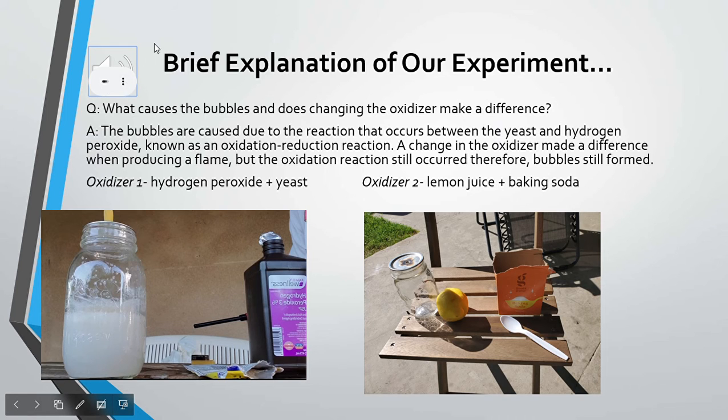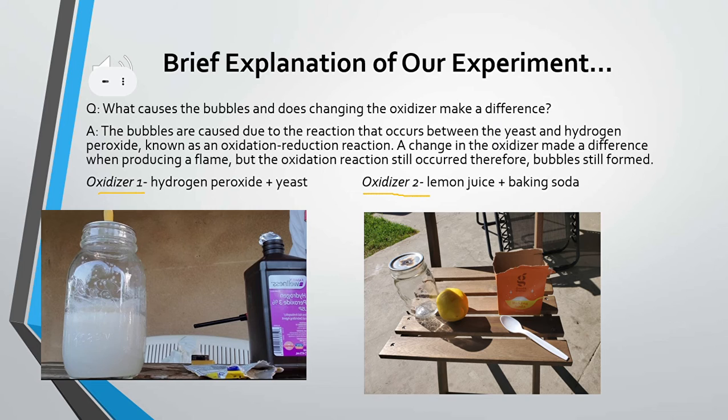A brief explanation of our experiment. So the question is, what causes bubbles, and does changing the oxidizer make a difference? Well, the bubbles are caused due to the reaction that occurs between the yeast and hydrogen peroxide, known as the oxidation reduction reaction. A change in the oxidizer made a difference when producing a flame, but the oxidation reaction still occurred, therefore bubbles still formed.